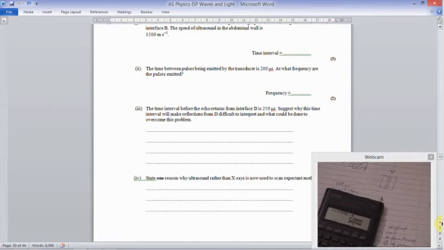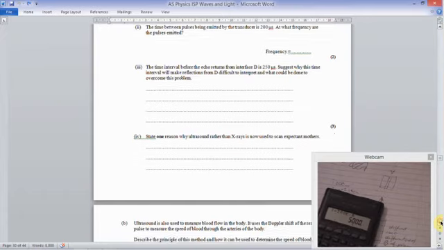Time interval before the echo returns from the interface is 250 microseconds. So that's quite close. Well, that is actually longer than the time between pulses. Suggest why this time interval will make the reflections difficult to interpret and what could be done to overcome this problem. It would be difficult to interpret because you're going to send a wave out that's going to interfere with the wave that's coming back before that wave actually returns. So to overcome this, you need to increase the time between pulses. The problem is you're going to get interference.